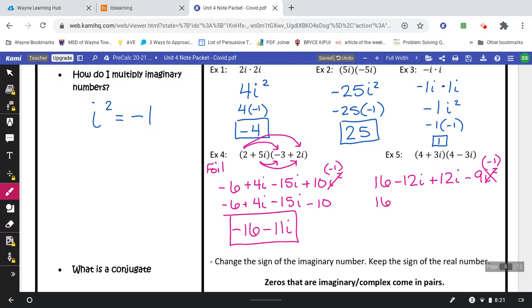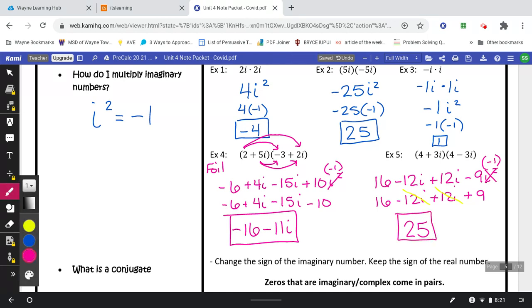I'm going to rewrite the entire thing. Negative 9 times negative 1 is positive 9. Combine the real numbers 16 and 9 to make 25. And when I combine the negative 12i with the positive 12i, they actually cancel out. So my final answer is just a real number. And that happens every time you have this pair. When you have the opposite sign in the middle, the imaginary part of that ends up canceling out every time.